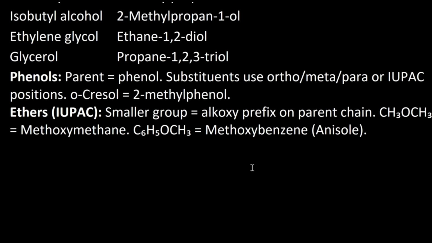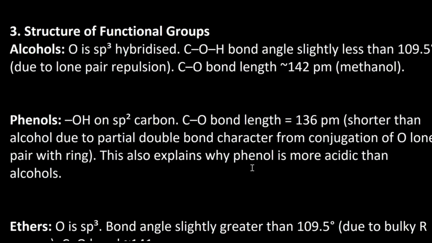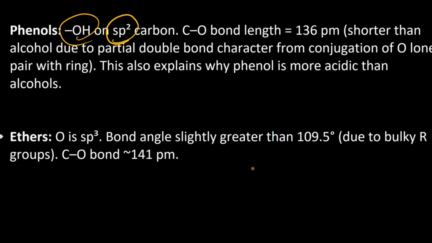And in the common name we mention the ortho, para and meta positions, right? Then structures of functional groups. In alcohols, oxygen is sp3 hybridized, the COH bond angle is less than 105 degrees because of the lone pair repulsion, and the CO bond length is 142 picometer. Then in phenols, OH is on an sp2 hybridized carbon, and in ethers oxygen is sp3 hybridized.